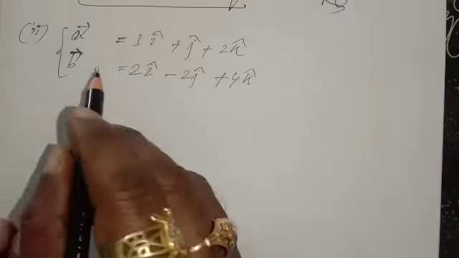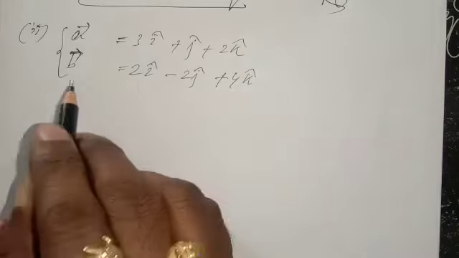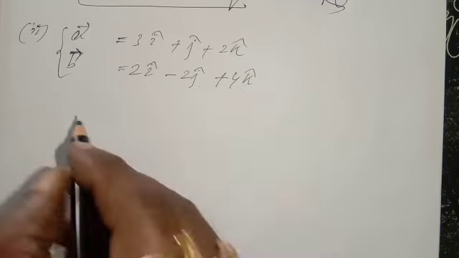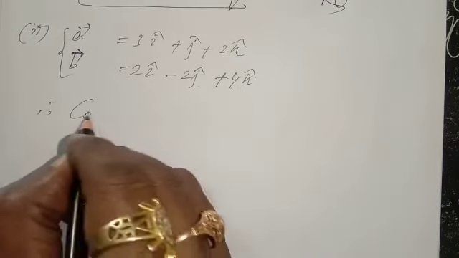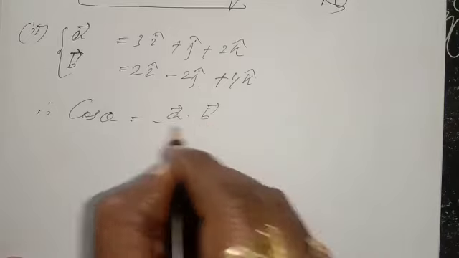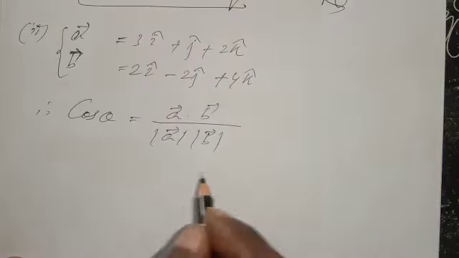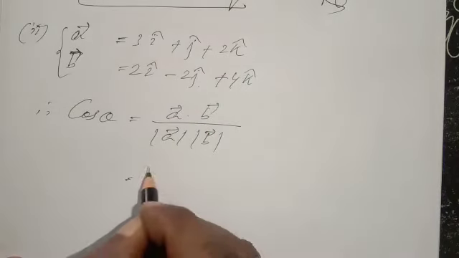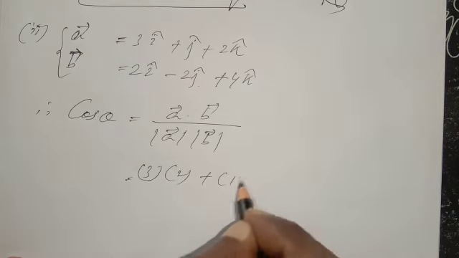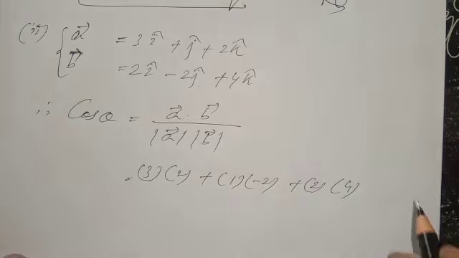See the second part of the question. A vector is given as 3i plus j plus 2k, and B vector is given as 2i minus 2j plus 4k. Let theta be the angle between the two vectors. Then cos theta is equal to, the formula is, A dot B divided by the magnitude of A times the magnitude of B. What will A dot B be? I coefficient 3 and 2: 3 into 2, 1 into minus 2, plus 2 into 4.